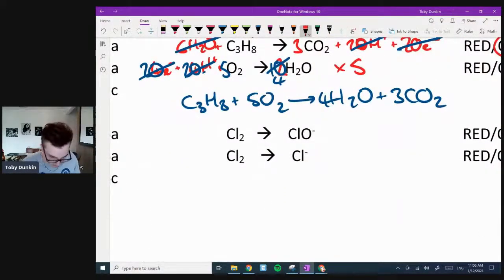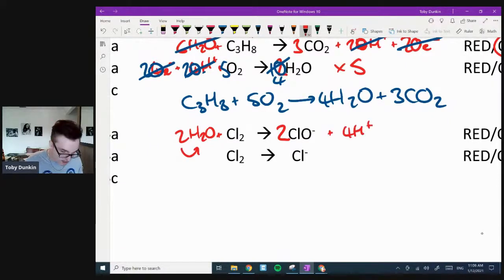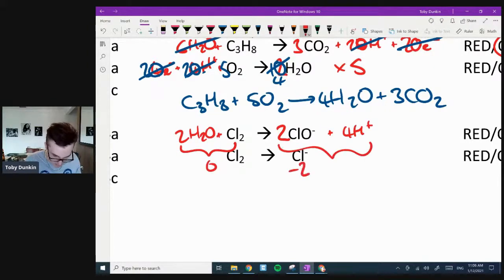Finally, chlorine going to chlorate 1, 2 chlorines, water for oxygen, 2 H2Os, because there's 2 oxygens, 4 hydrogens, plus 4 H pluses. Now I need to do charge. On this side, it's 0. On this side, it's -2 and +4, so +2. Add 2 electrons. I'm done.